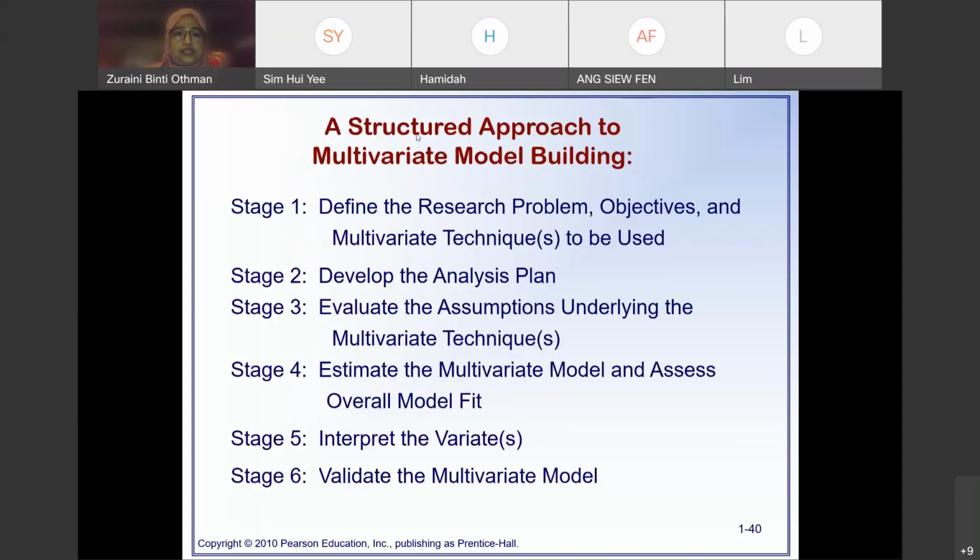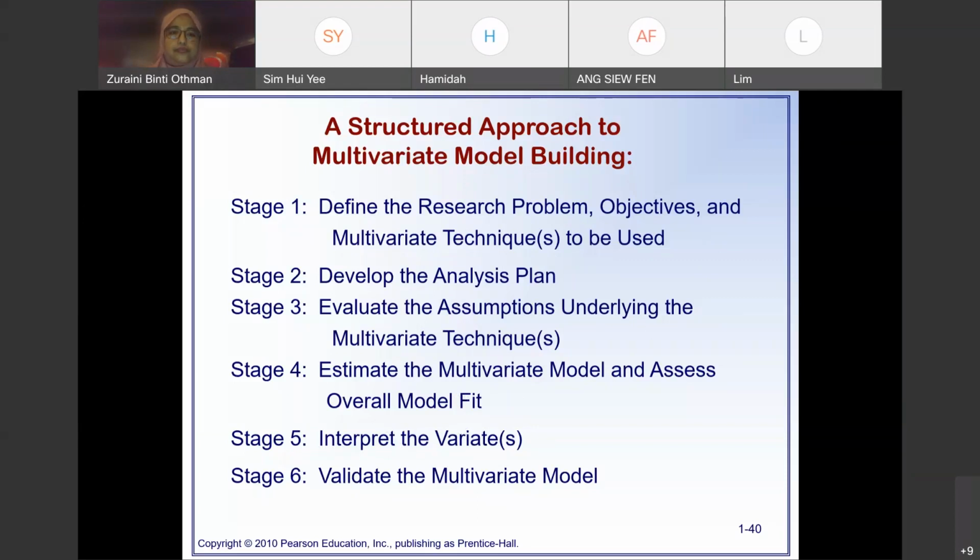Then this is a structured approach to building a multivariate model. In the first stage, you have to define the research problem, objective, and the multivariate technique to be used. Then you have to develop an analysis plan. Stage 3 is to evaluate the assumptions underlying the multivariate technique. Stage 4 is to estimate the multivariate model and assess overall model fit. Stage 5, interpret the variate. Stage 6 is to validate the multivariate model.